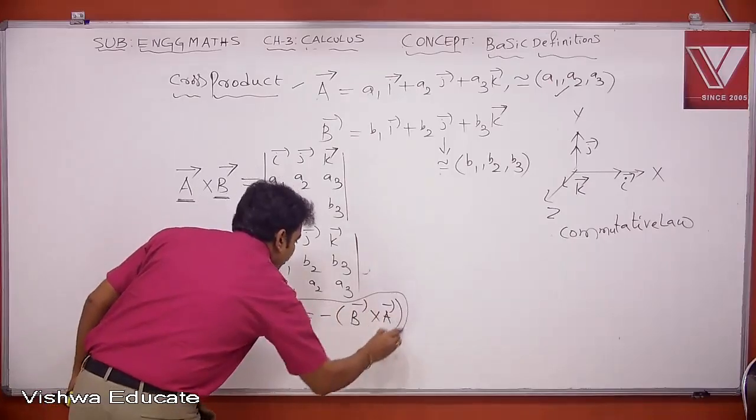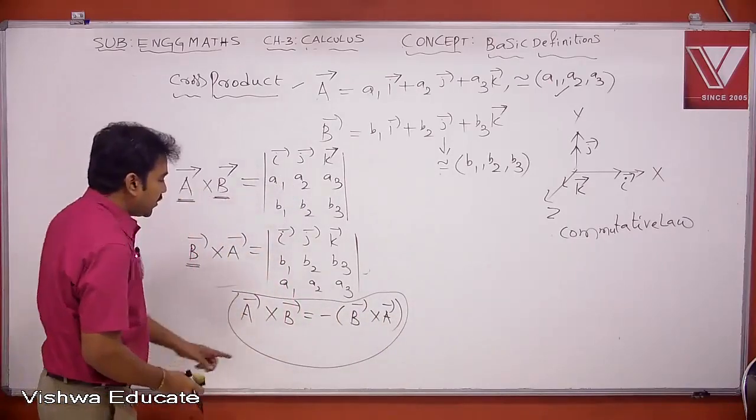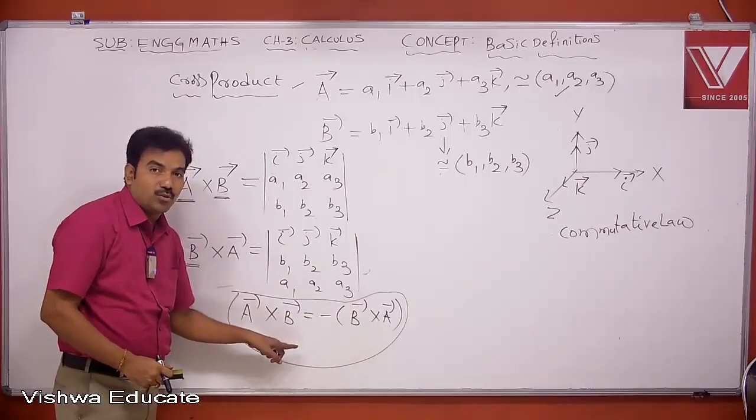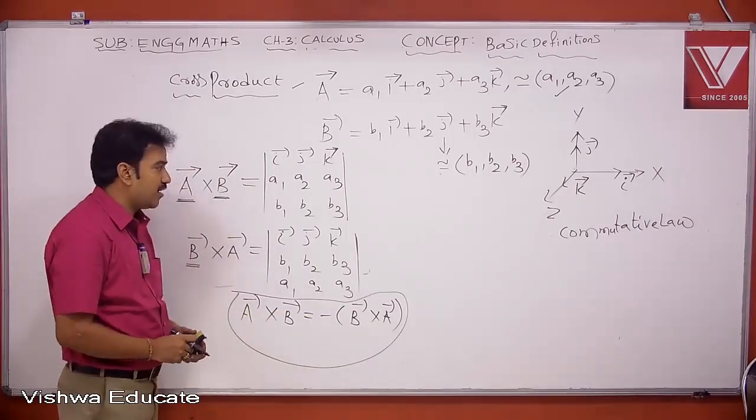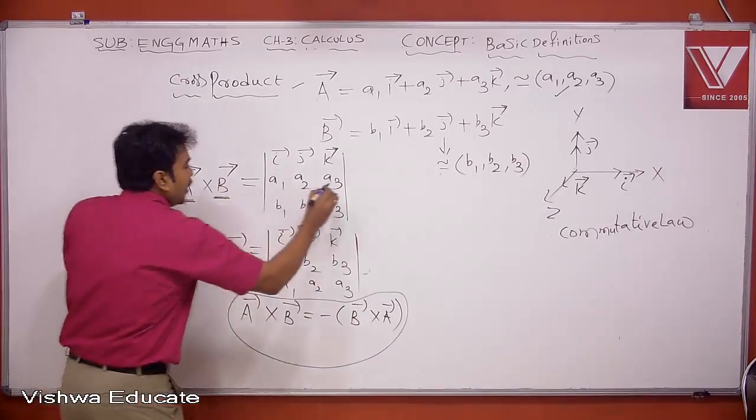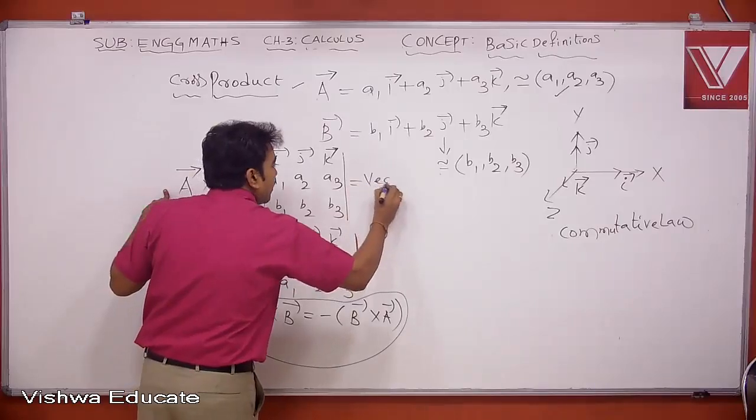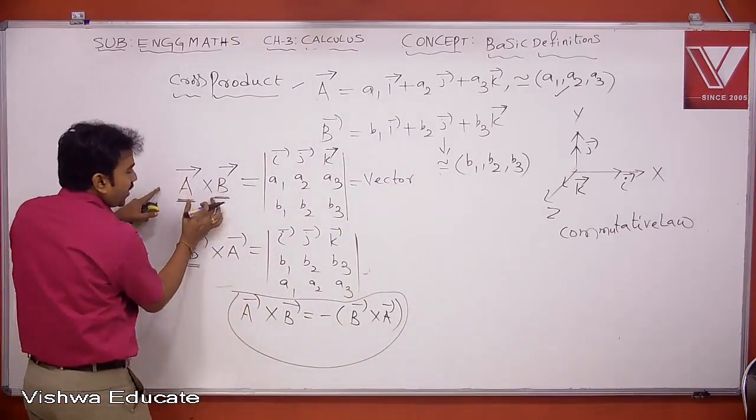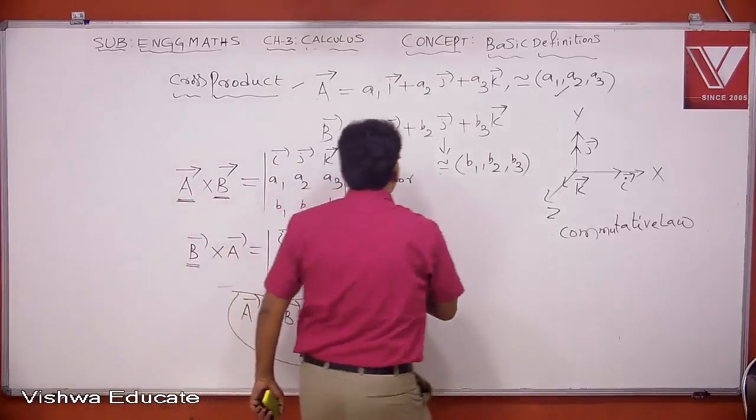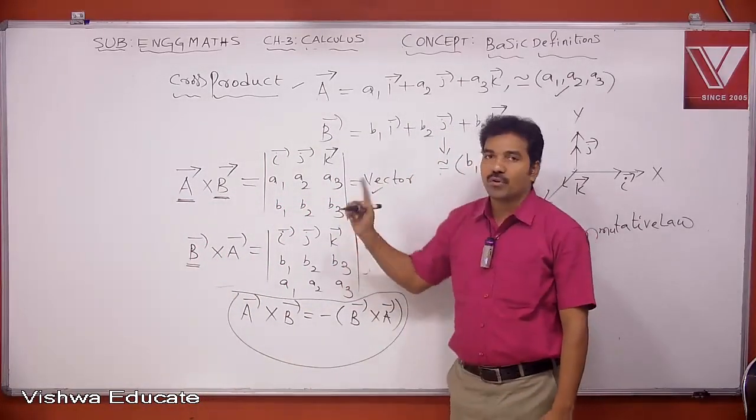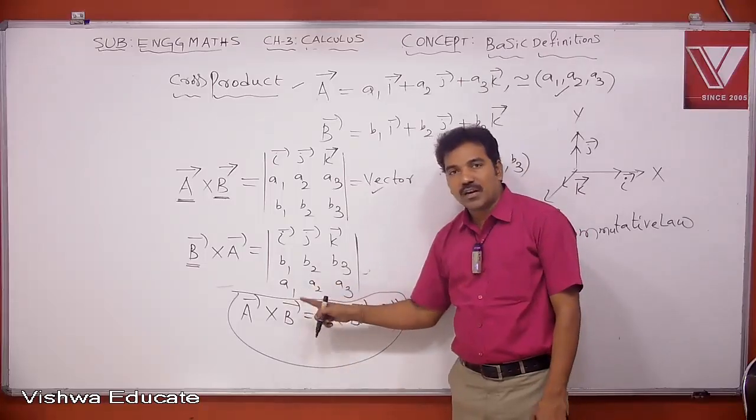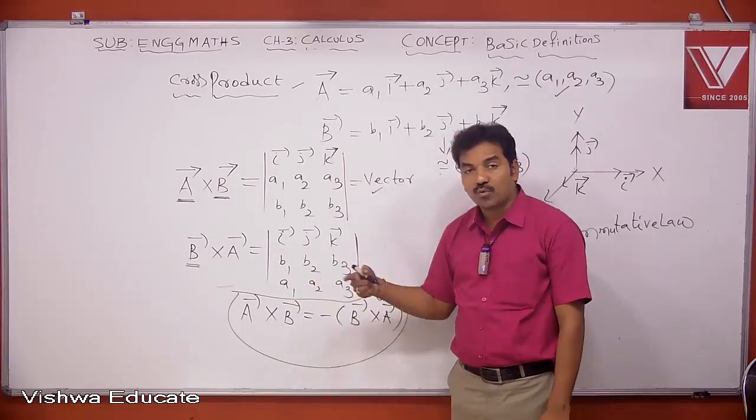So this is one useful result. What it means is vectors do not satisfy the commutative law with respect to cross product. And another result is when you expand this, this is a vector quantity. That means the cross product of two vectors is always a vector. So one useful point is the cross product of two vectors is a vector, and the second one is vectors do not satisfy the commutative law with respect to cross product.